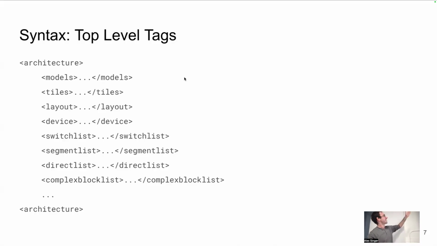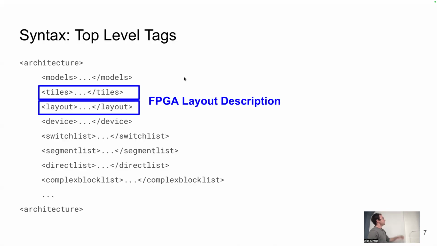So, syntax. This is our entire architecture description file. Now, I am heavily using these dot dot dots to get away with a lot of cheating here, but this is literally what an architecture description file will look like. This is the bare minimum of what you need. These two are what describes the FPGA layout. So it says these are the tiles and the primitives that they implement, and the complex blocks that implement them. And here is the layout, how they lay out on the FPGA.